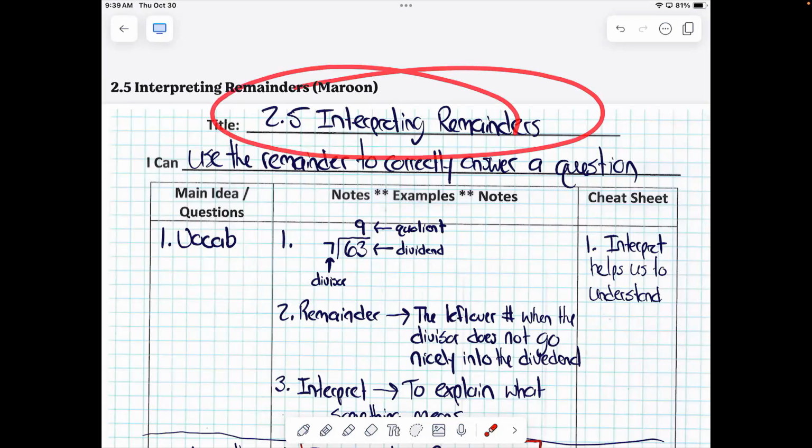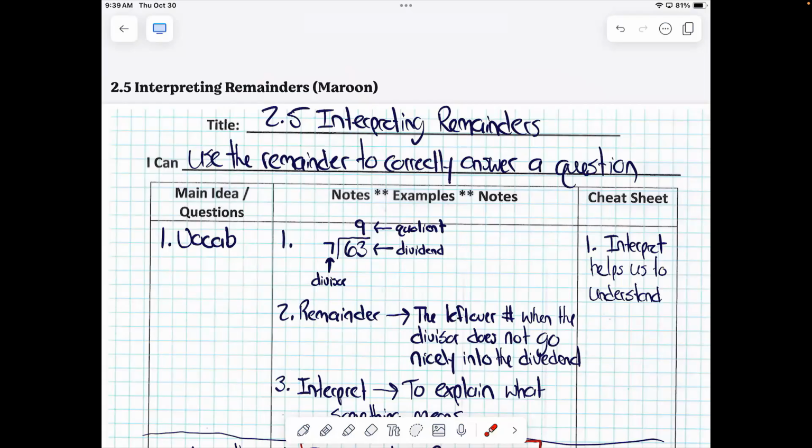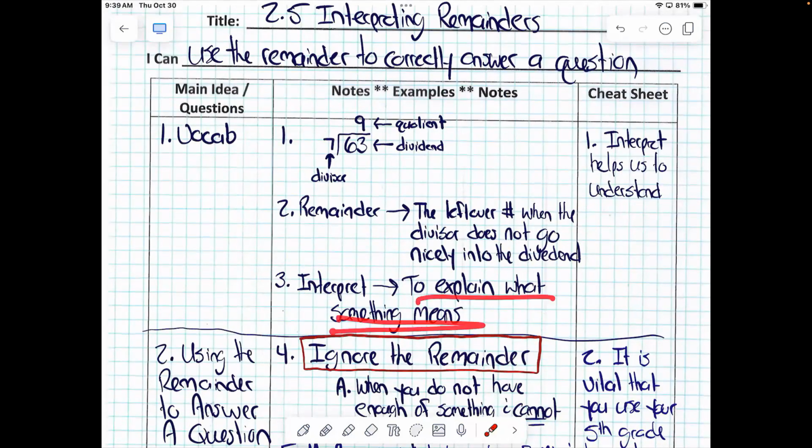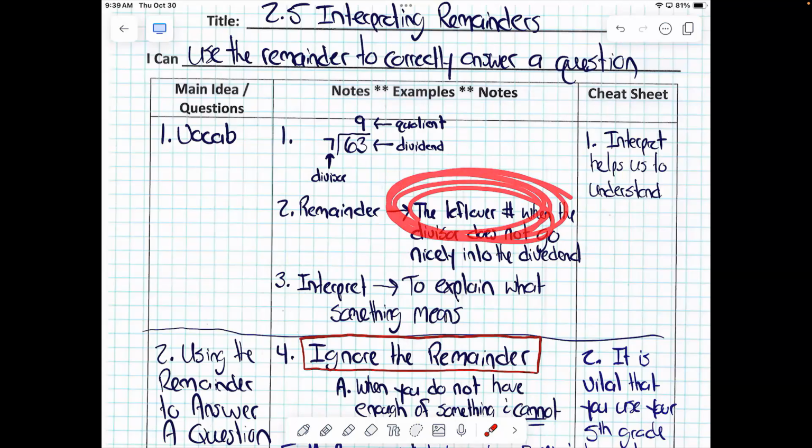Today we talked about interpreting remainders. Interpreting means to explain what something means. So we are explaining what something means by interpreting what the remainder is asking us. And we know remainders are the leftovers, right? Yes. Okay, so here we go.